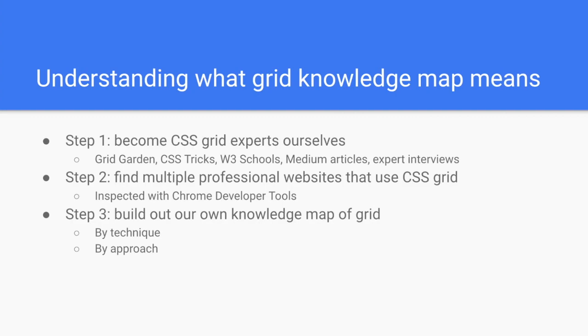After gaining this knowledge, we found and examined multiple professional websites that use CSS grid. We used Chrome Developer Tools and played around with the sites to identify important visual features and understand how they were implemented. Finally, after identifying patterns in both technique and approach, we were able to build out our own knowledge map of grid. We created groups within the knowledge map, both by technique and approach.